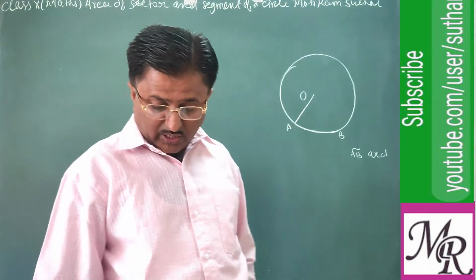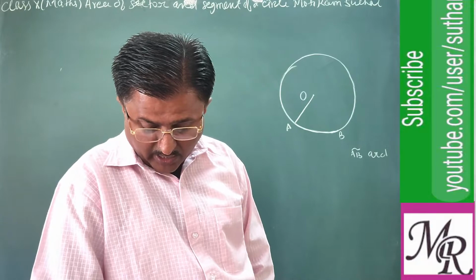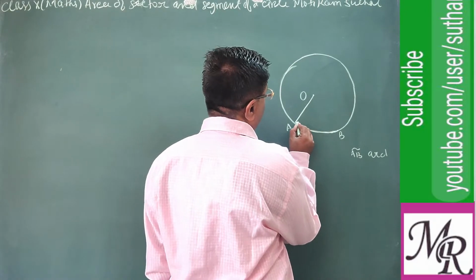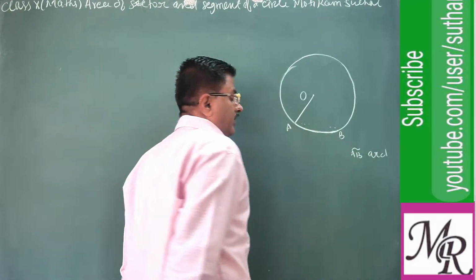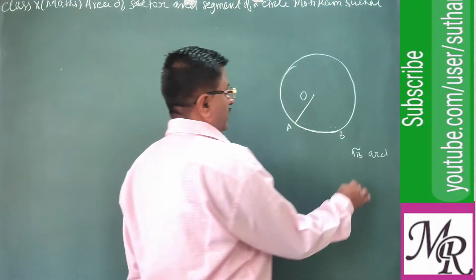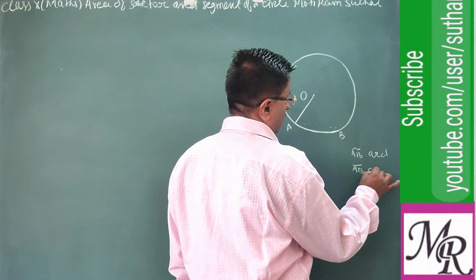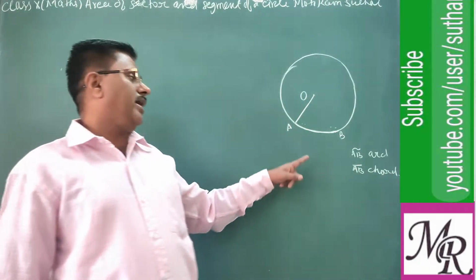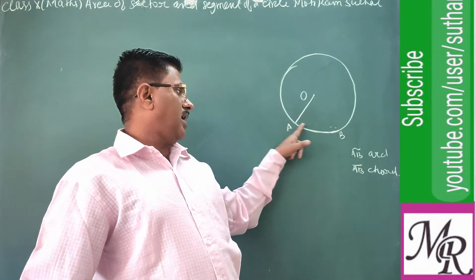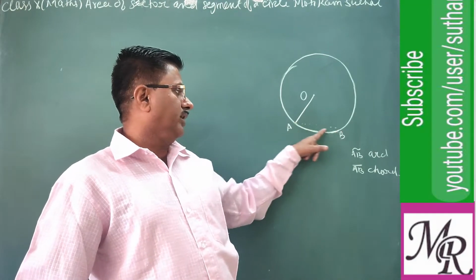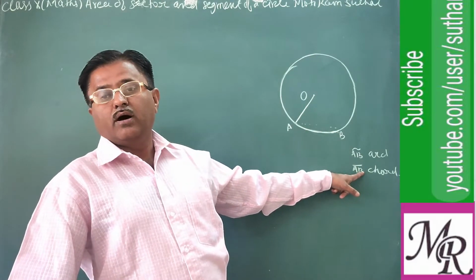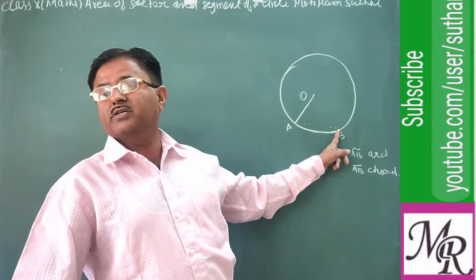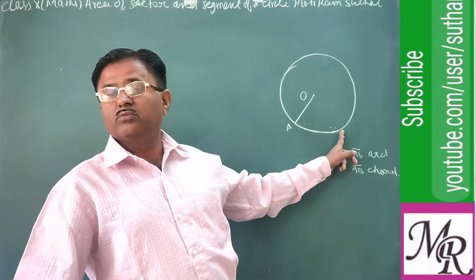In lower classes you are already familiar with the arc and chord. What is the chord? That is the direct length between A and B. That is called a chord of the circle. The arc is a part of the circle between the two given points A and B. But the chord is not a part of the circle; it is a direct distance between two points of the boundary of the circle. So A, B.